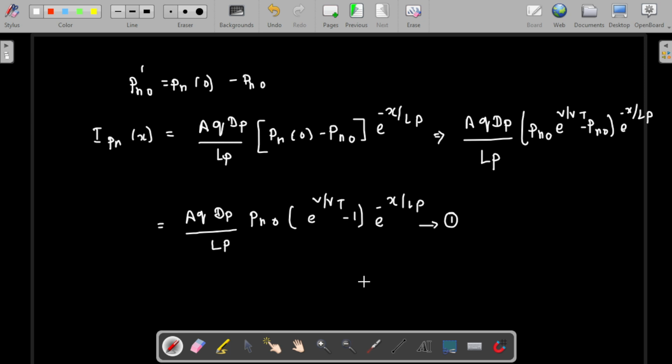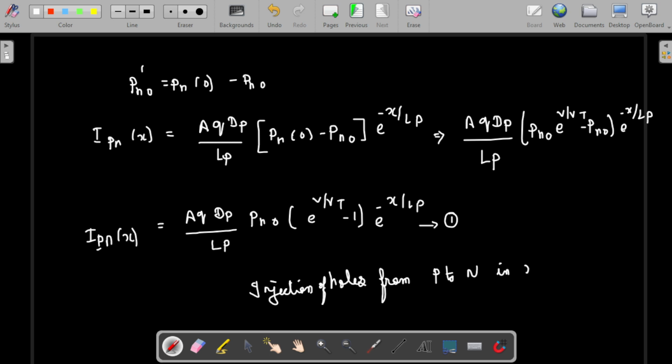So equation 1 is the current due to injection of holes from P to N. This is holes from P to N, which is based on injection because of the external battery supply. Injection of holes. Okay. So at any distance x, this can be represented as Ip to n of x, or even Ipn subscript n, the holes current in the N region because of x. Okay. So this is the thing.